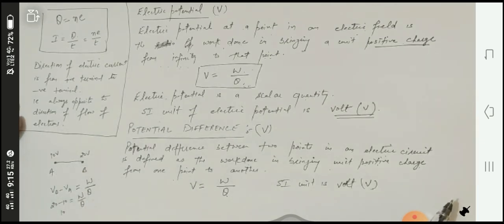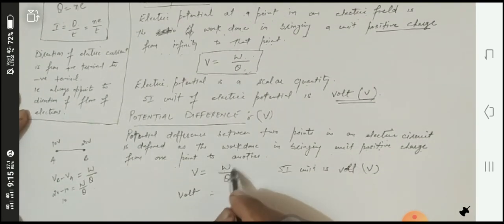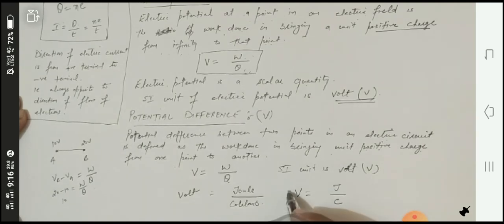Remember this. Now, how can we define the SI unit of potential difference? The SI unit is volt only. How can we define this volt? We know that the SI unit of work is joule, and for charge it is coulomb. Meaning V is equal to joule upon coulomb. Just put 1, you have to make it unit. So the potential difference is said to be 1 volt if 1 joule of work is done in bringing 1 coulomb of charge from one point to another.